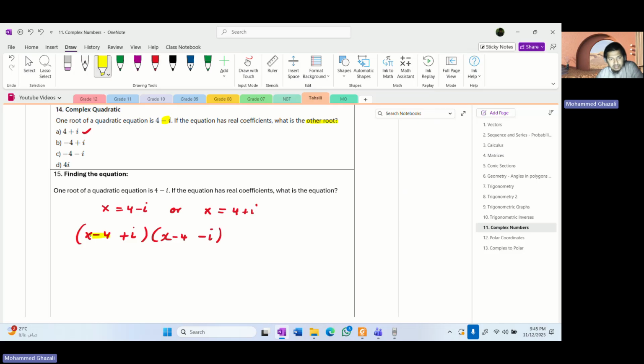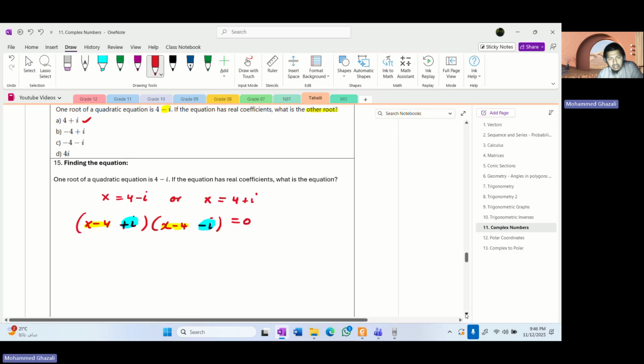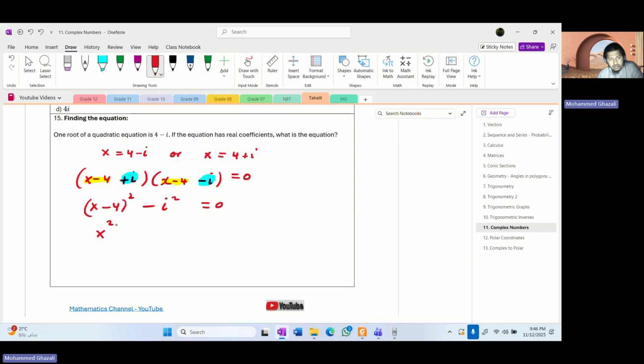So now you're going to take this part as one part, and the second part as a second part, and make it equal to 0 because we want to find the equation. Now you have x minus 4 all squared minus i squared is equal to 0. So you got x squared minus 8x, squaring a binomial, plus 16. Now i squared is already -1. -1 is plus 1 is equal to 0. So x squared minus 8x plus 17 is equal to 0. That's the equation.